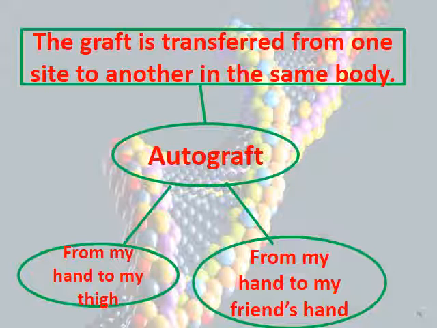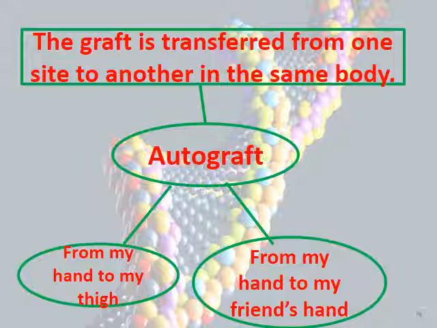Let's move now to the definition of some types of grafts. Let's start with the first type of graft. It's called autograft. Autograft is the graft that is transferred from one side of the body to another side in the same body. For example, from my hand to my thigh, it's within the same body, so it's called autograft. While a non-example is from my hand to my friend's hand.